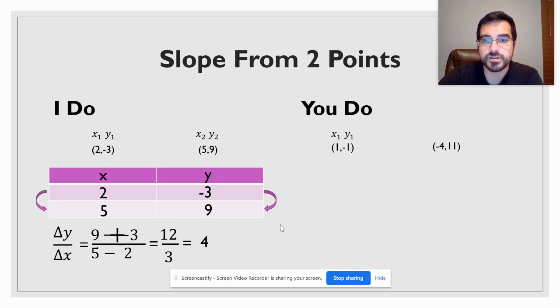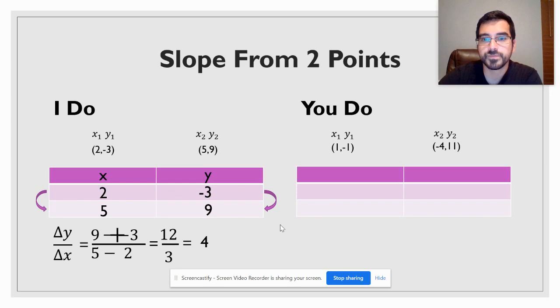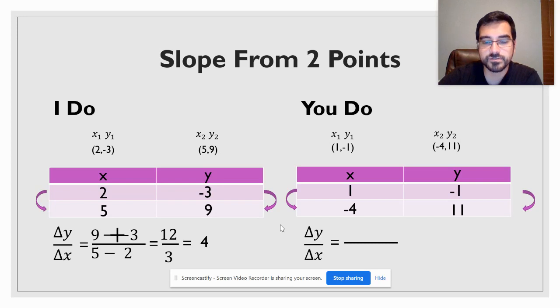Just to check your work, you label your points x1, y1, x2, y2, set up a table, x, y, you input your points, (1, negative 1) and (negative 4, 11). You draw your arrows going the same direction. You're going to set up delta y over delta x, which I know is equal to 11 minus negative 1 over negative 4 minus 1.